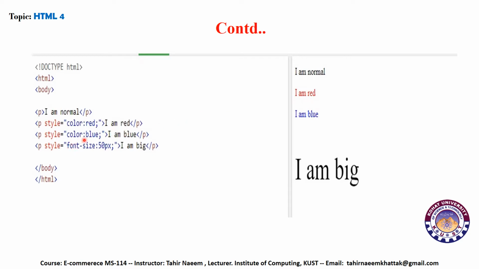So here HTML P style color is equal to blue. I am blue. Here you can see that I have turned it into blue. So the text will be shown as blue. While here style font-size is equal to 50 pixels. So here I am bigger. I have increased the size of this text to 50 pixels. Here look at this. I am big. It is not normal text. It is the enlarged form of the text. So here is the result.